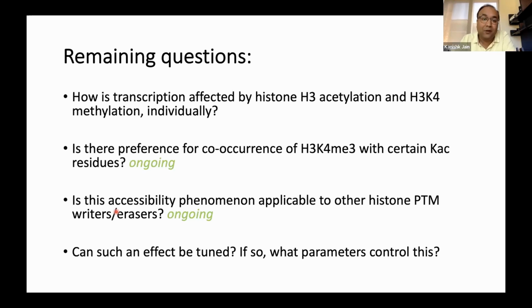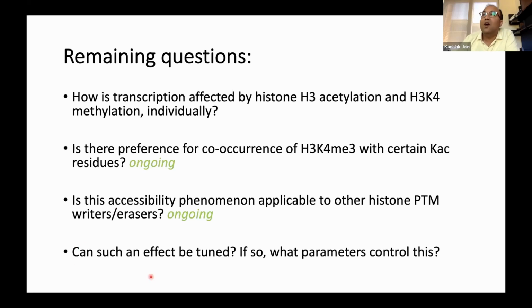About other kinases, right? So that is also ongoing. There's a great first-year grad student in our lab, Jeff Fox, who is starting to look at these things, and hopefully we'll have some cool answers on that front by the end of the year. That's the beauty of biochemistry, I guess. And can such effects be tuned?